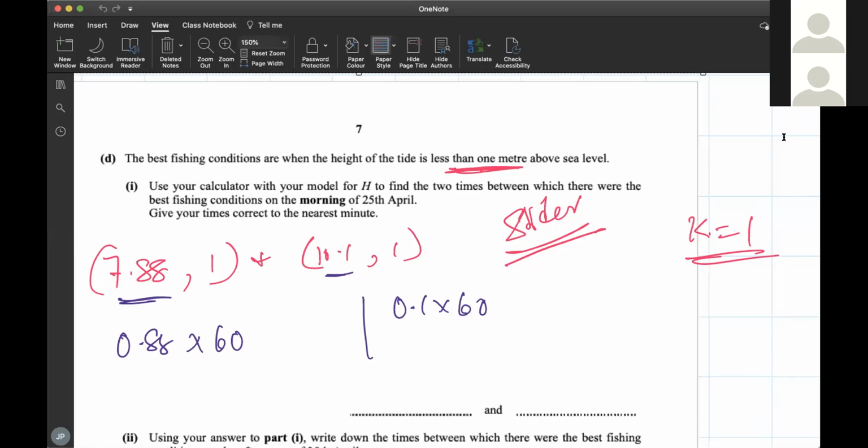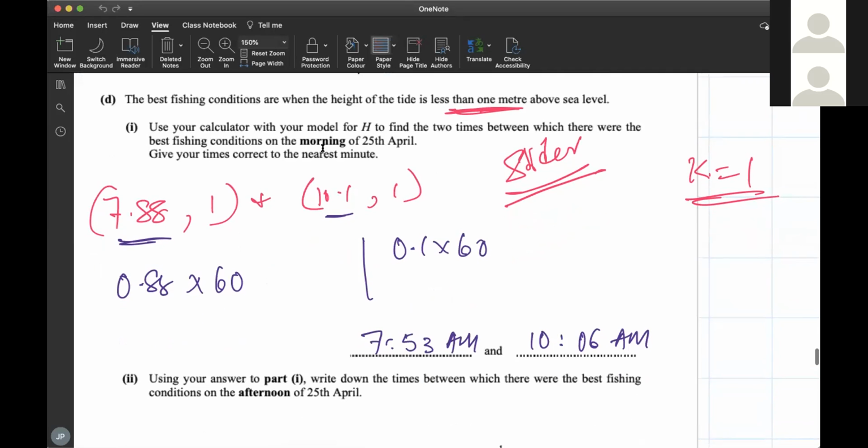So what I'm going to write down is like this. I'm going to write down the answer as 7:53 a.m. to 10:06 a.m. Can you see that? It says the morning, in the morning.